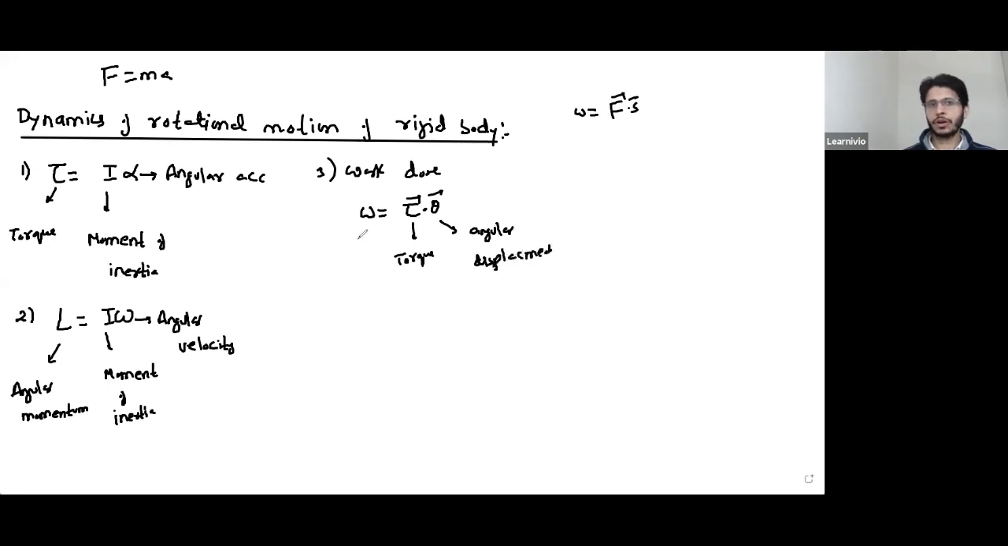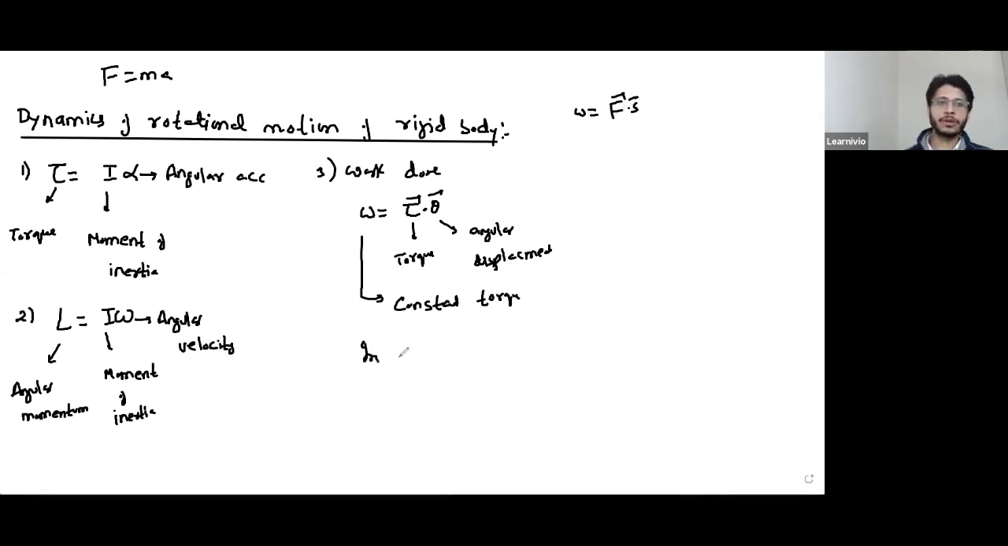But this we will use for a constant torque. If torque is constant, then your work done is tau dot theta. Like, we can use F dot S only if force is constant.